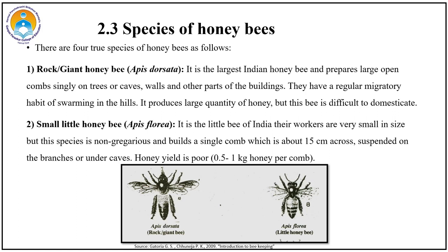Second one is a small little honeybee. The scientific name of this bee is Apis florea. It is the little bee of India. Their workers are very small in size, but this species is non-gregarious and builds a single comb which is about 15 cm across, suspended on the branches or under caves. Honey yield is poor, around 0.5 to 1 kg honey per comb. Now in this figure, you can see both the bees, that is Apis dorsata and Apis florea.